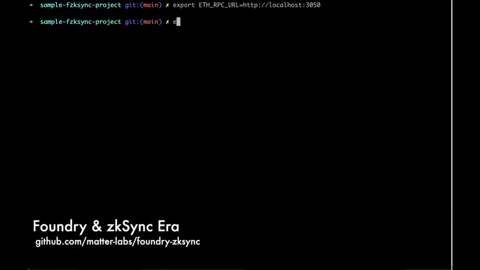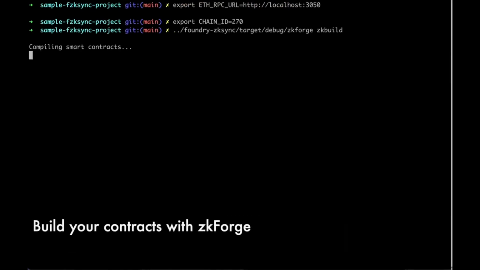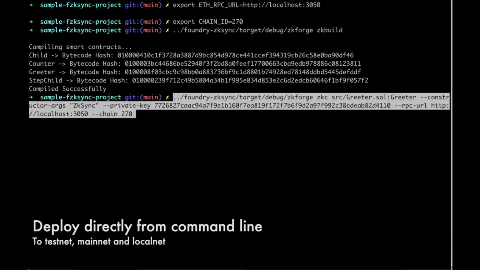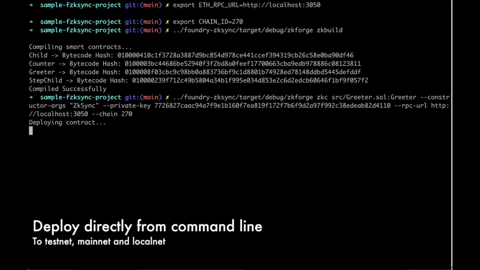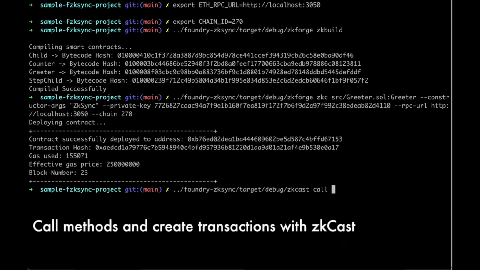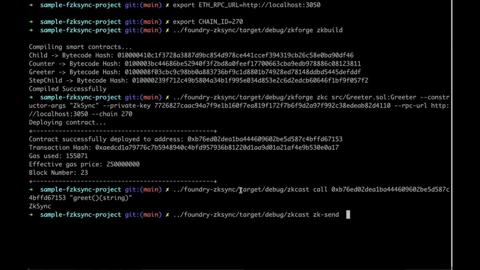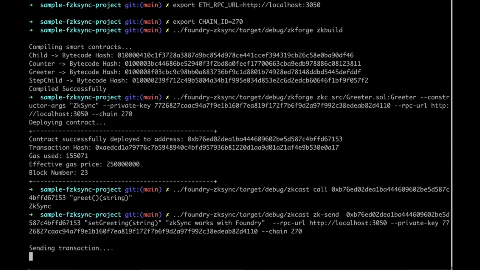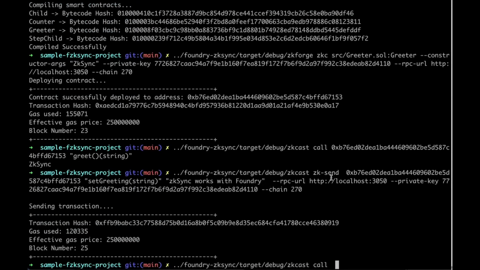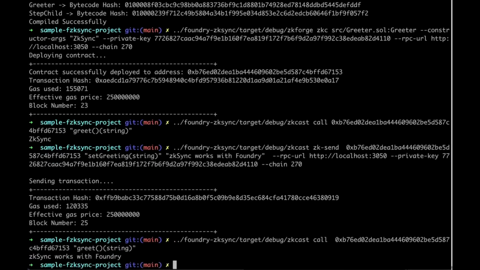Recently, the team presented the alpha versions of Foundry from zkSync Era, in which applications are available such as zkCost, to interact with contracts, enter or request blockchain data such as account balance or block information, and also zkForge, for compilation of contracts using special compilers and their deployment in the local networks: zkSync Era localnet, testnet, and mainnet.